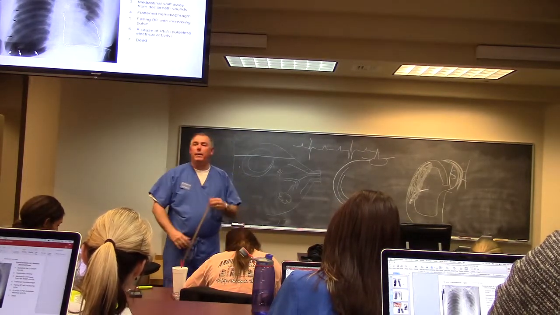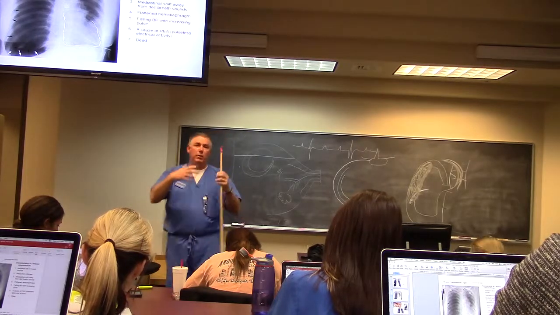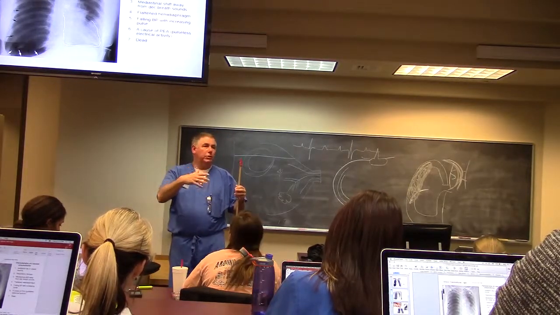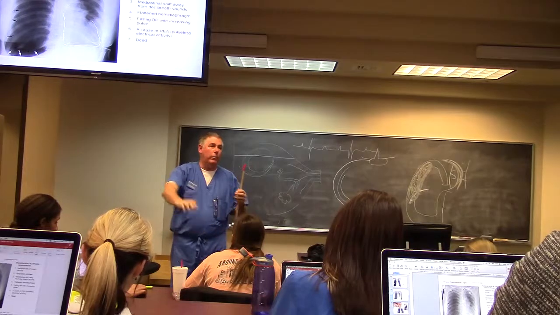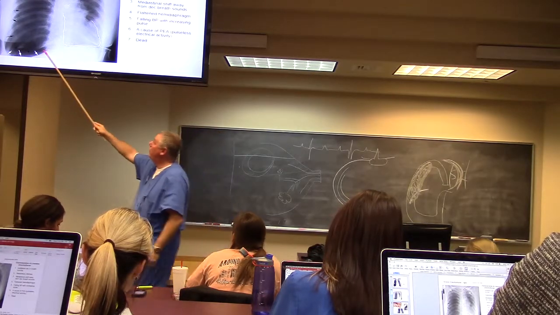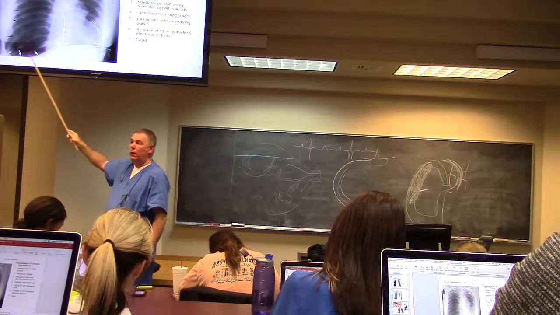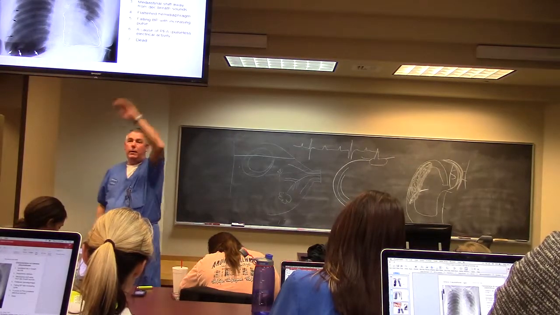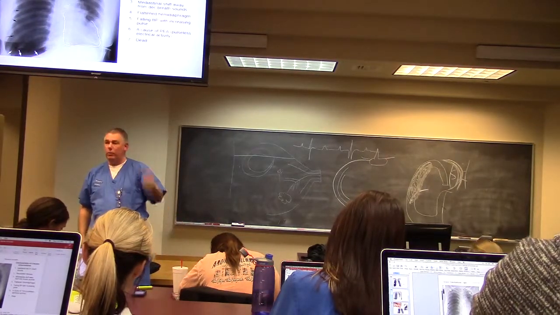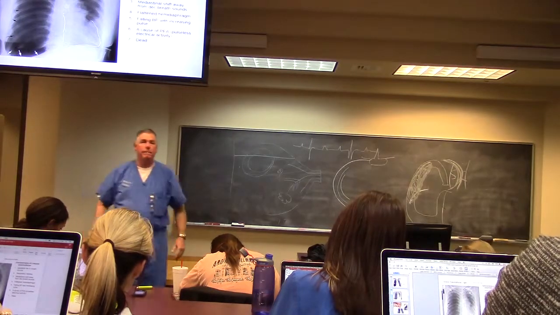The other thing about tension pneumo is that because it's under pressure, it pushes the dome of the diaphragm down. If you'll see right here, look where the dome of the diaphragm is. It's going down. It's not exaggerated like a simple pneumothorax. It's pushed it down.